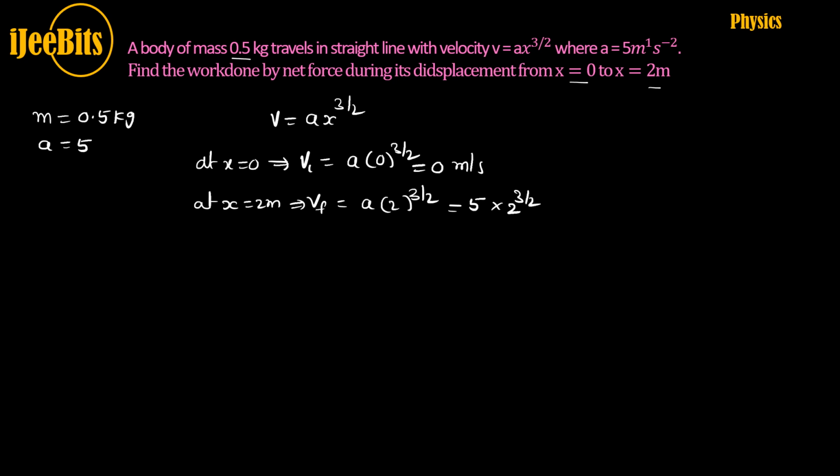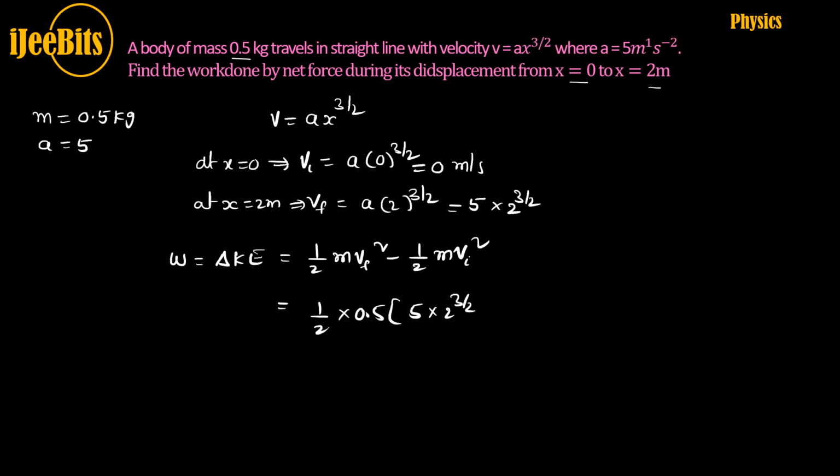So how do you get the work done? In this case, when you look at velocities and mass, obviously work done is nothing but the change in kinetic energy. So delta KE would be your work done: half m v final square minus half m v initial square. The initial velocity is 0, so this is gone. What is left over is the final term: half into m, which is 0.5 into 5 into 2 to the power 3 by 2, whole square.